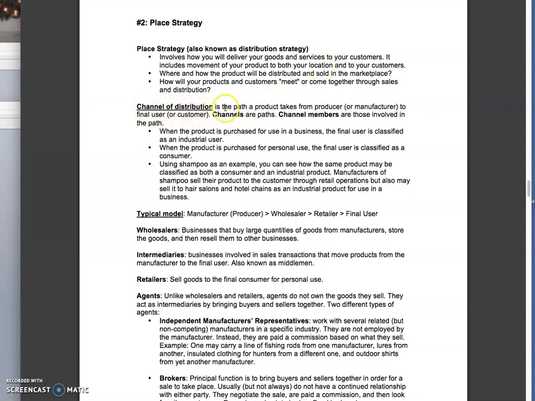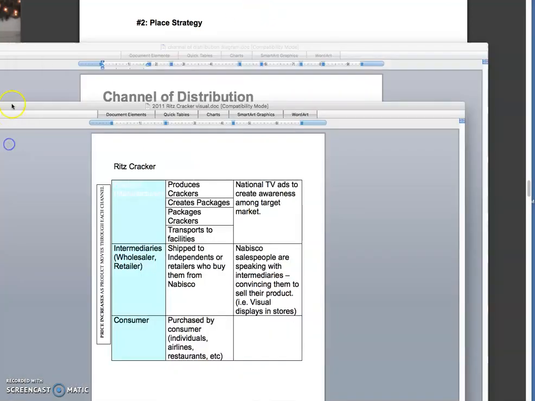So channel of distribution is the path that a product takes from producer or manufacturer to the final user. Okay, whereas I have customer here. Customer and consumer could be the same person, or it could be a different entity, depending upon if someone's buying it for someone else. Consumer typically refers to the person that's actually consuming the product, where it's not getting passed along. So each one of these paths is referred to as a channel. Okay, and then the channel members are those involved in the actual path.